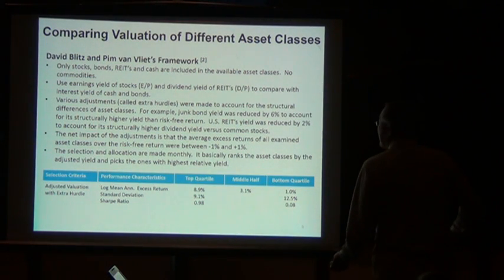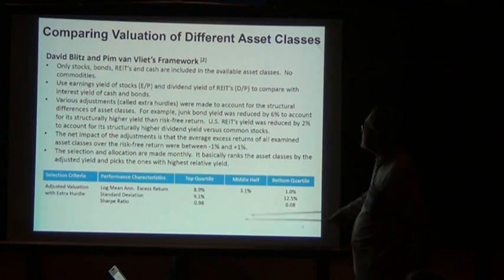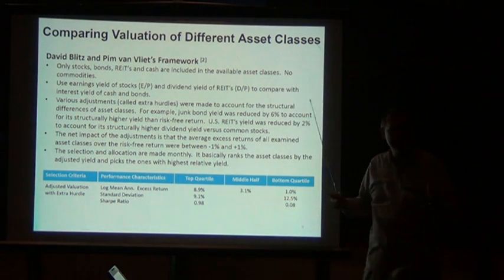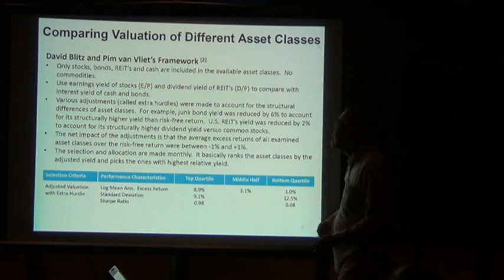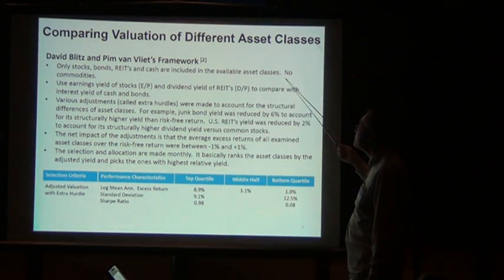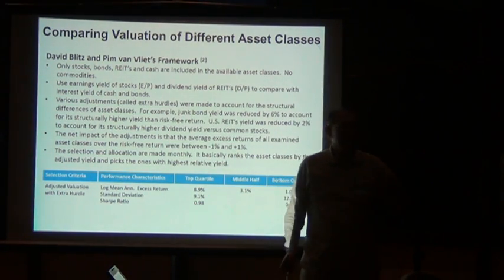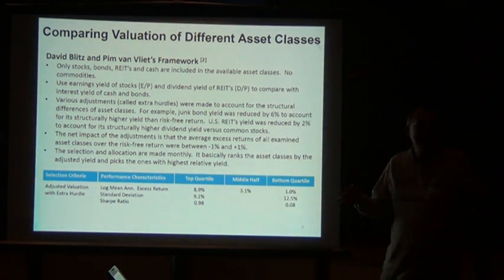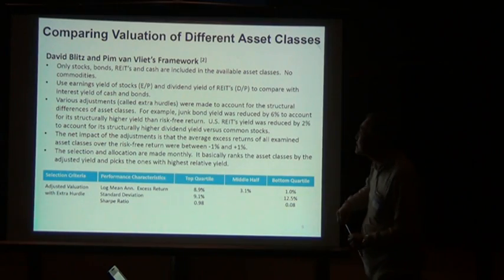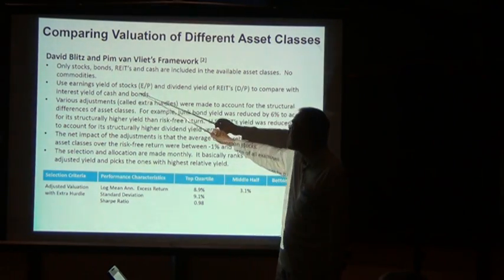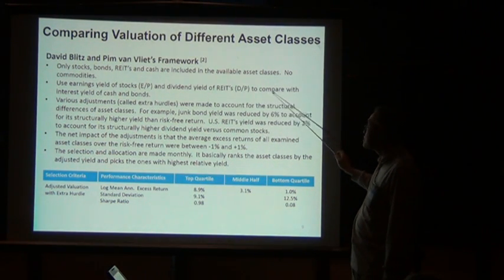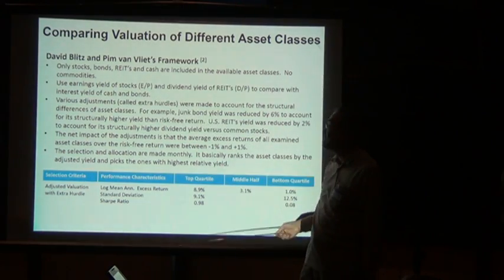Dave Blitz and Pim van Vliet's work in that area. So what they have done is look at how you compare the valuation of different asset classes. Okay, so only stocks, bonds, REITs and cash are included in the available asset classes. No commodity, because commodity does not produce any yield, and they have not been able to figure out a way to compare the commodity. Use the earning yield of the stock, or earnings over price, and dividend yield of the REITs, or dividend over price, to compare with interest yield of cash and bond.